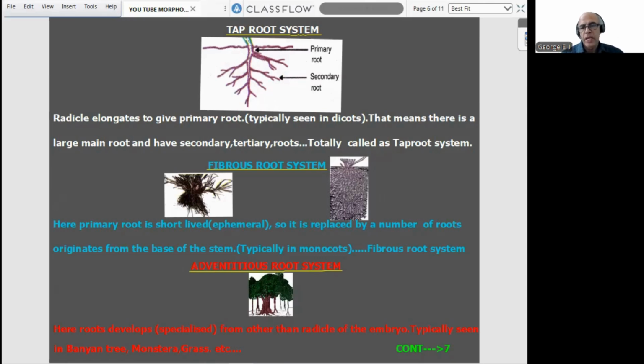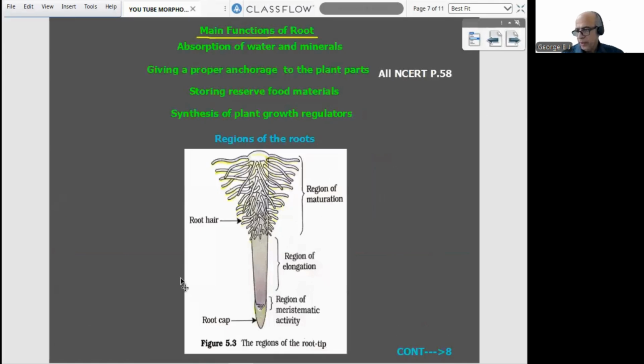And third is the adventitious root system. Here, roots develop from parts other than the radicle of the embryo. This is typically seen in plants like banyan tree, monstera, grasses, etc. That is adventitious. So there are three types of root system: taproot, fibrous root, adventitious, with examples. Now we can proceed to the main functions of roots.